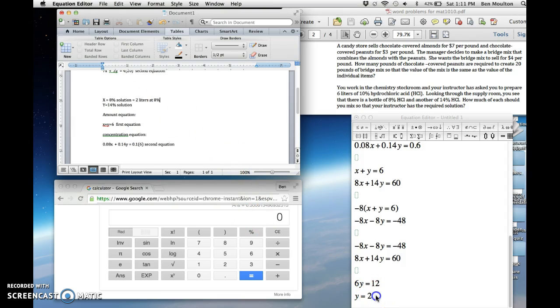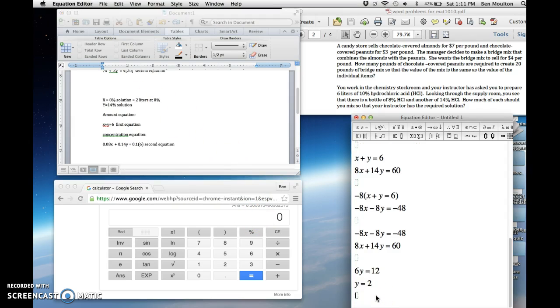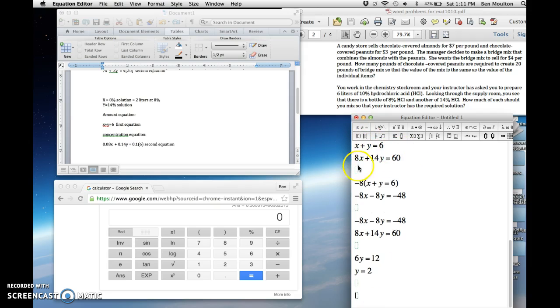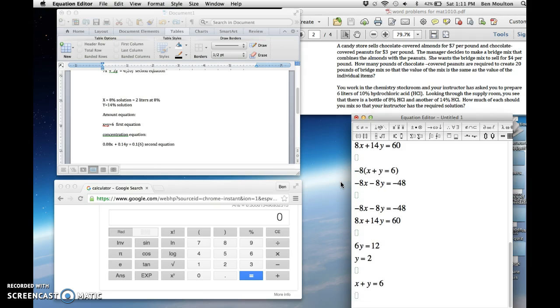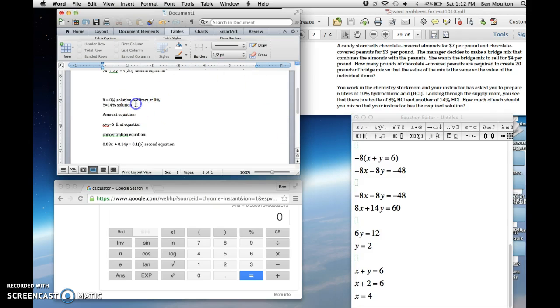And then to find out the other value, I'll use this x plus y equals 6. And then we know our y value, it's a 2, so we'll go x plus 2 equals 6. So when you subtract a 2 from both sides, we're going to get x equals 4. So our 8% solution, that's going to be 4 liters at 8%. Okay? And that is our answer right there.